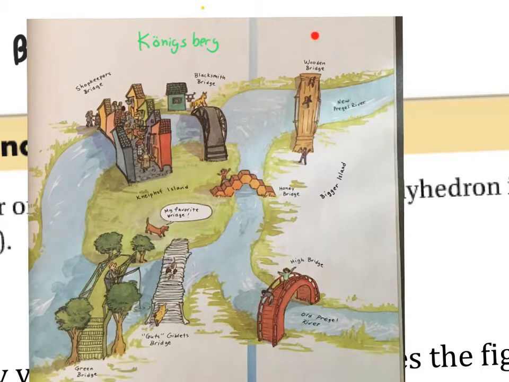Maybe their house was over here, and they would go across Wooden Bridge, and then go over High Bridge, and then go across this what's called Giblets Bridge, and then Blacksmith Bridge, and this other bridge, and they wanted to know if they could get all across the bridges and never cross one twice. But they also wanted to be able to see if they could get back to where they started. So they had this problem where they were just trying to do that.